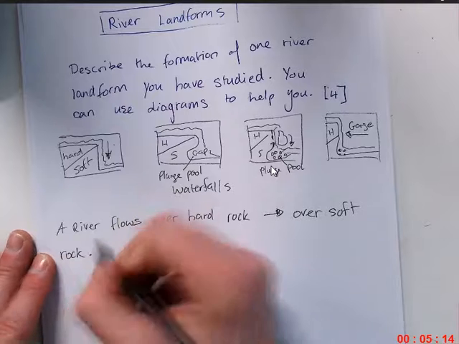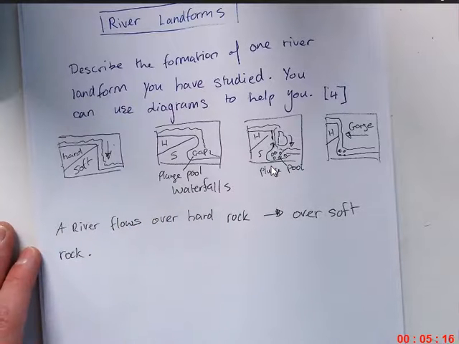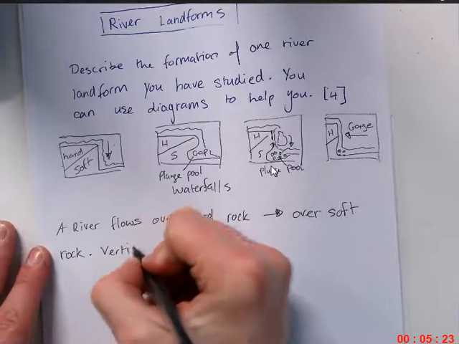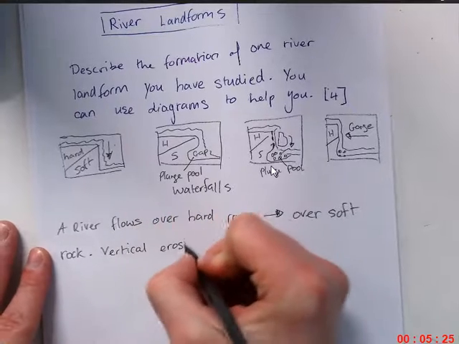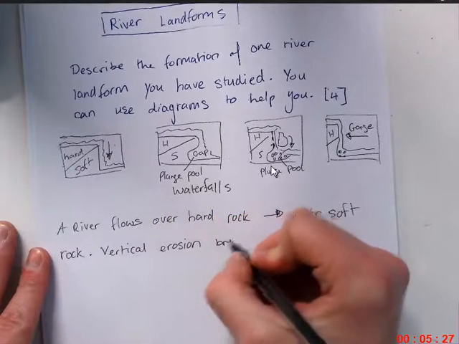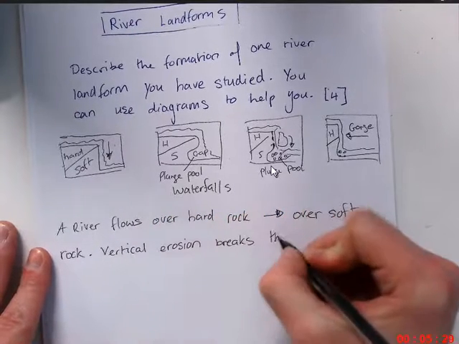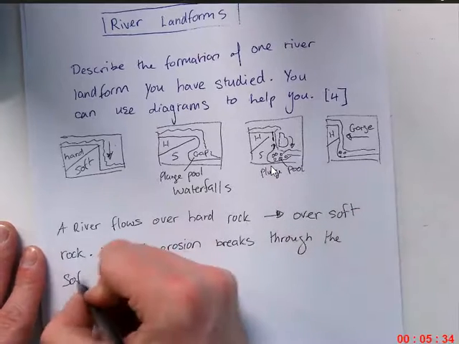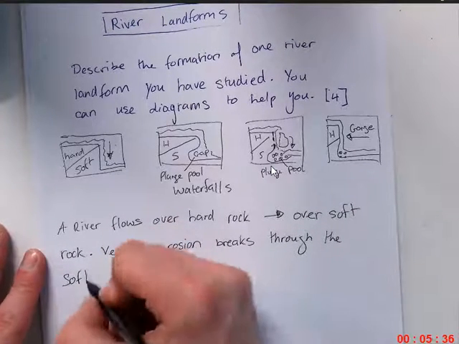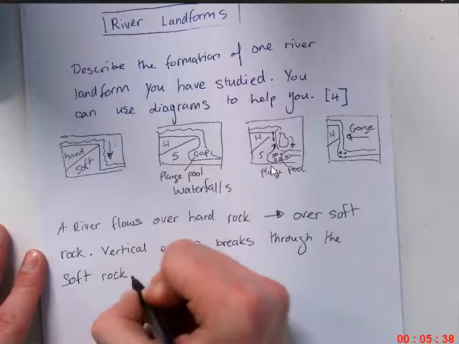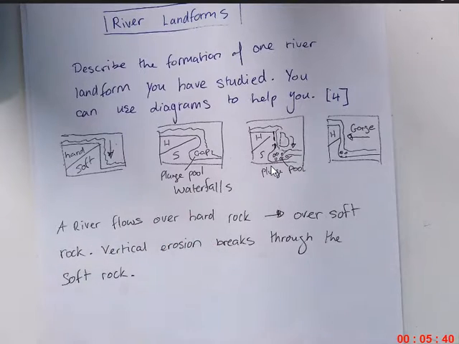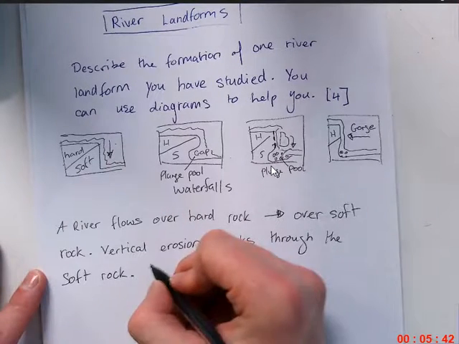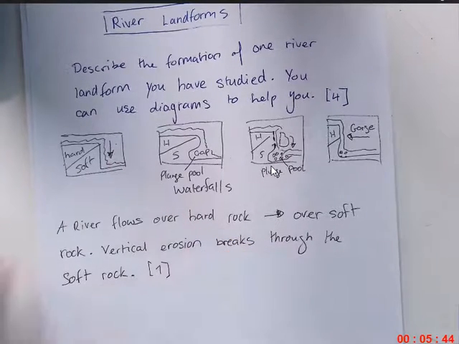Okay, as it moves over this soft rock, what type of erosion is taking place? Vertical erosion. So vertical erosion breaks through the soft rock. Is this something that is happening immediately, or is it happening over time? Yeah, it's happening over time. Okay, right. So that's step one. That's the first mark that we're going to pick up here, right?